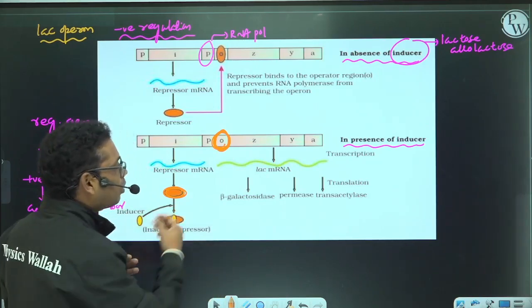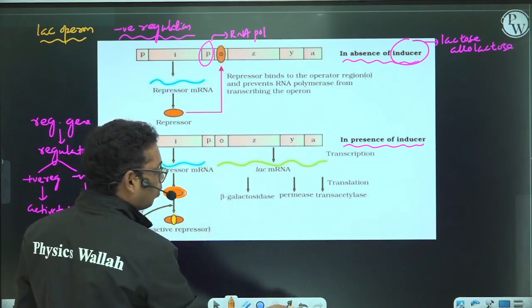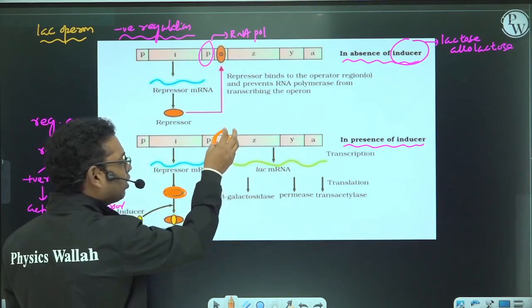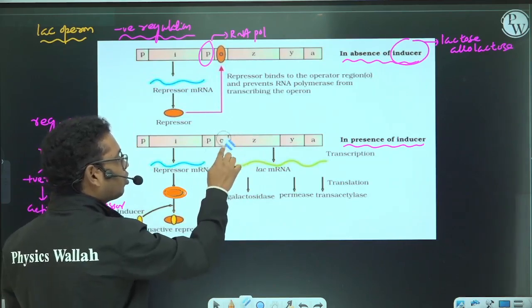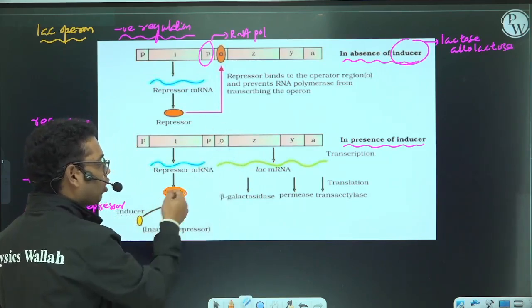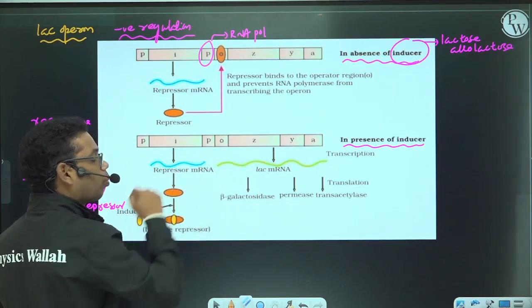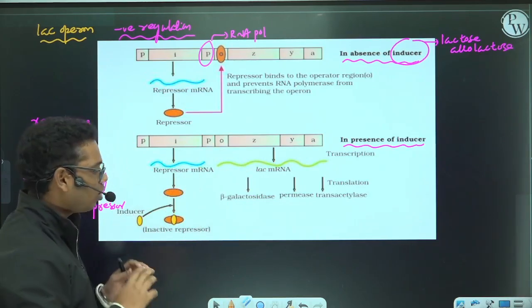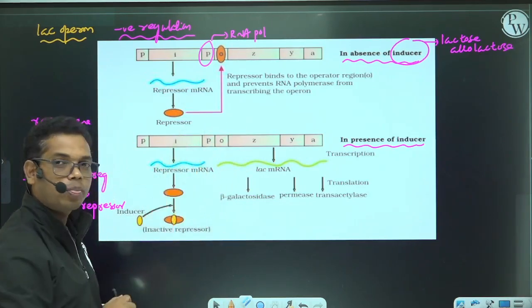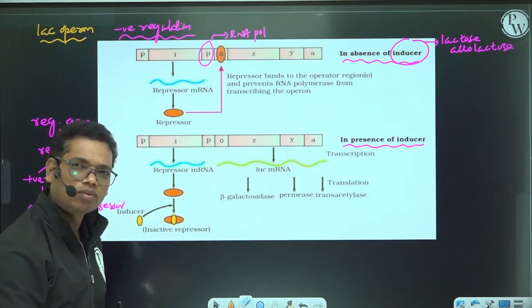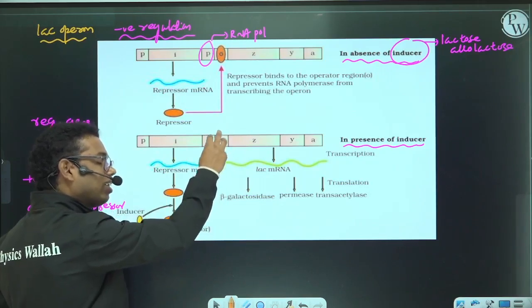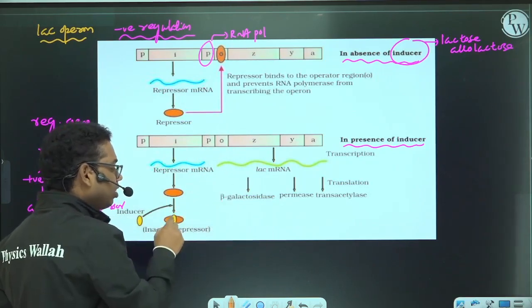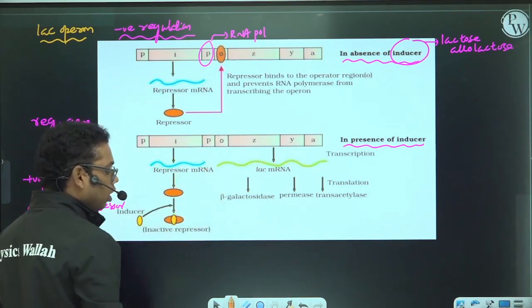Okay, and when it becomes inactive, then what will happen? This repressor will get detached from this operator. So it will become free, and this cannot go and bind to this operator. Ultimately this operator site is free now. The repressor which was bound got detached, and this cannot go and bind. So this is free now. Now what will happen?